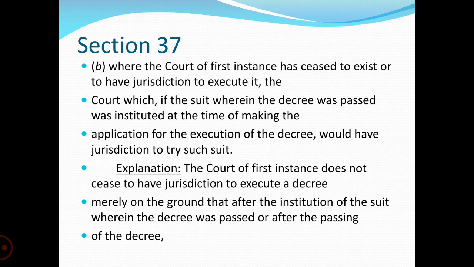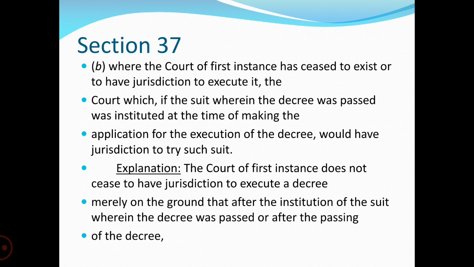Therefore, A explains that where the decree to be executed has been passed in the exercise of appellate jurisdiction, then the court of first instance, and where the court of first instance has ceased to exist, meaning it does not have the jurisdiction to execute it, then the court which would have the jurisdiction to try such suits at the time of the application for execution.